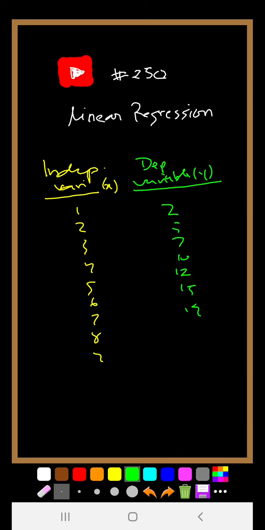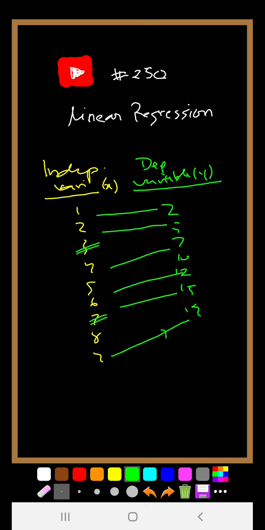So there is no 3 here, and no 7 here. So this corresponds to 2, this corresponds to 2, this corresponds to 5. 5 corresponds to 10, 6 to 12, 8 to 15, and 9 to 19.